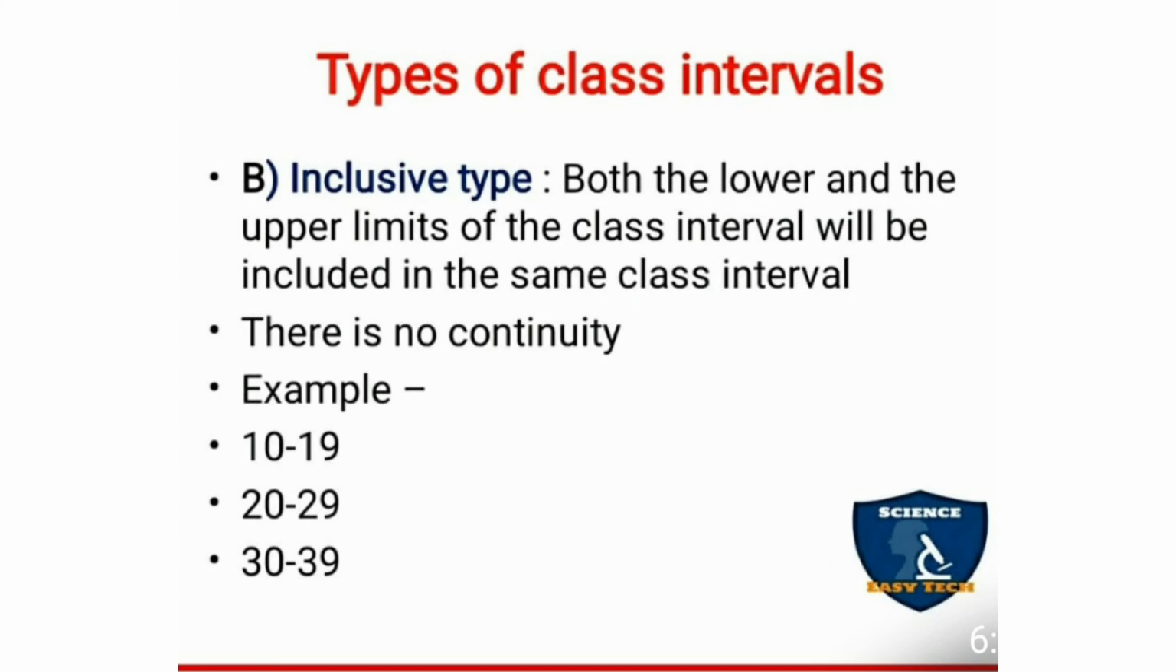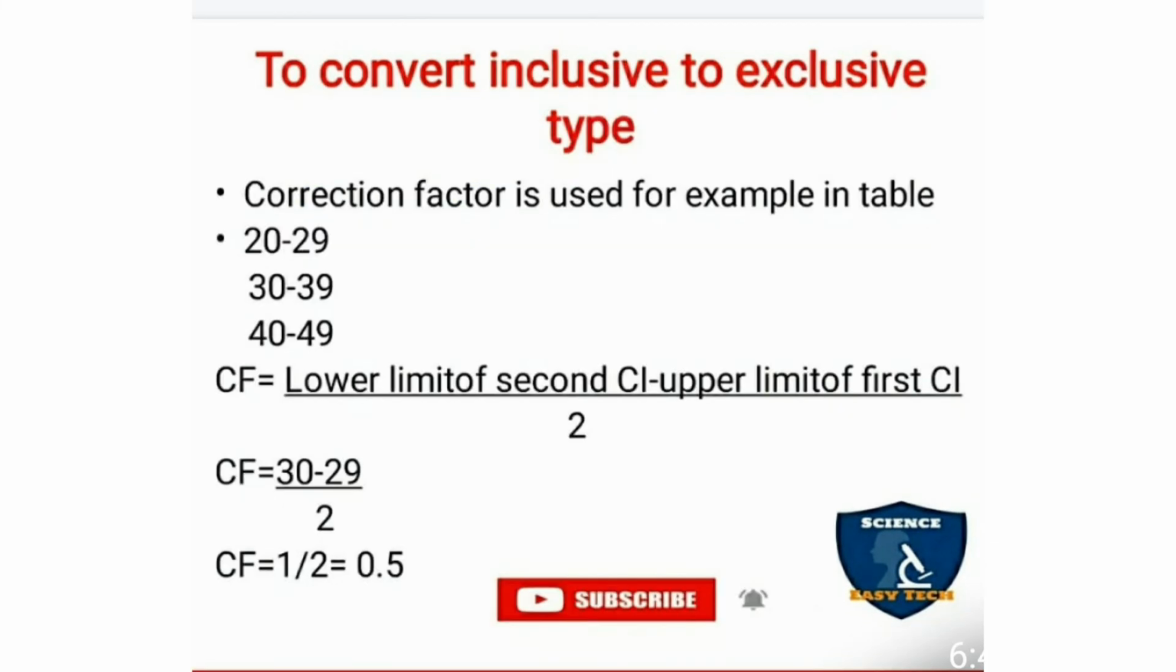So this is called inclusive type. But sometimes you may have a doubt. Suppose the observation is 19.2, 19.5, 19.8, or 29.5, where will you include it? Like that, if such values come, where will you include them? For that purpose, we can convert the inclusive type to exclusive type by using a correction factor. For example, in a table with 20 to 29, 30 to 39, 40 to 49, the correction factor is used.